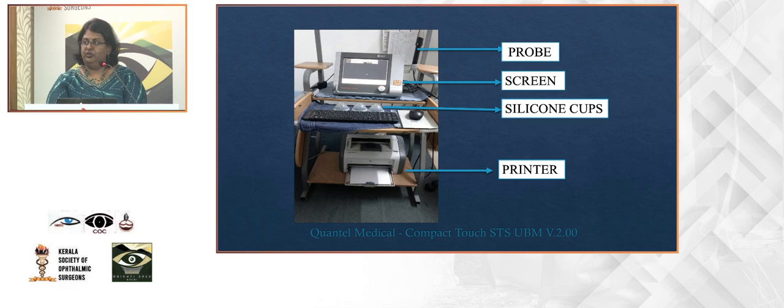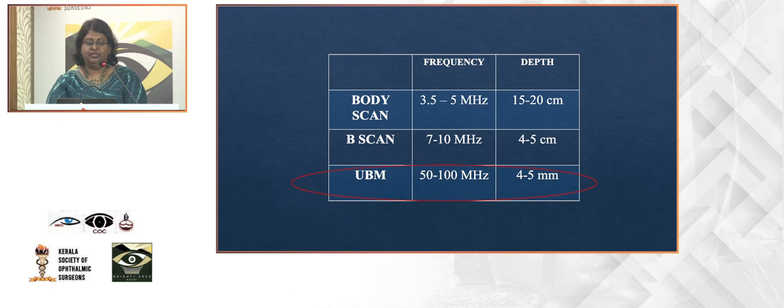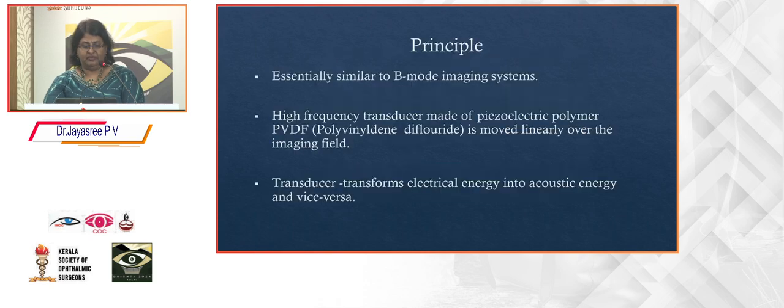This is how the UBM looks like. It has a probe, a screen, and it is done with a water immersion. It has silicone cups. Between the B scan and the UBM, the frequency is different. It is high frequency when compared to a B scan, and because of the high frequency, the depth of penetration is just 4 to 5 millimeter, and you are able to image only that much depth. The principle is similar to the B scan imaging.